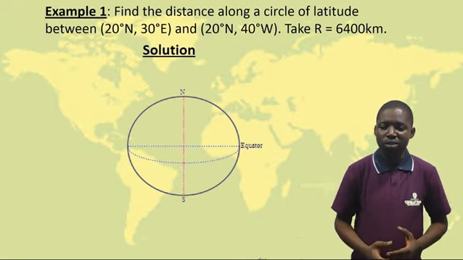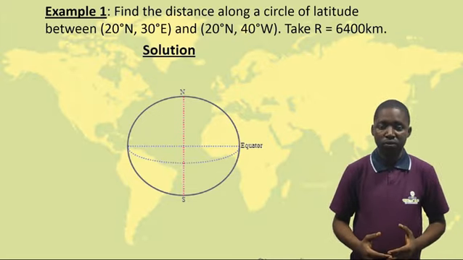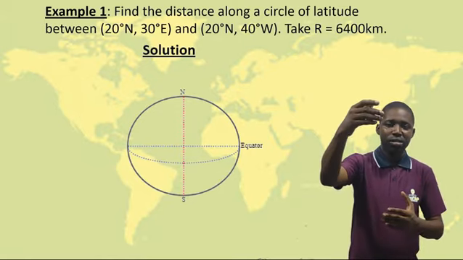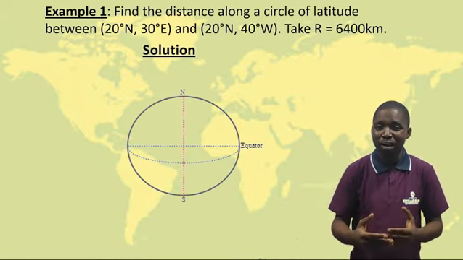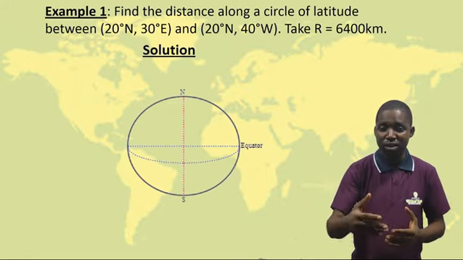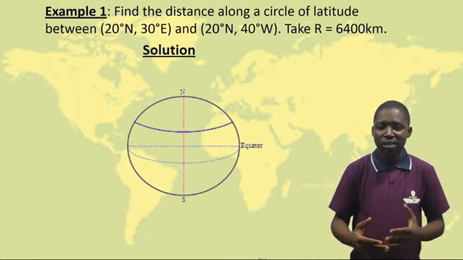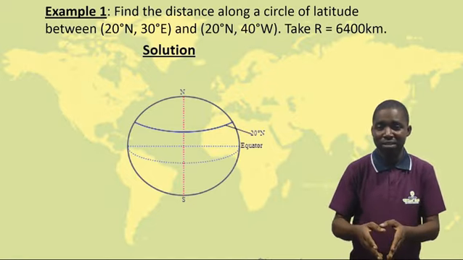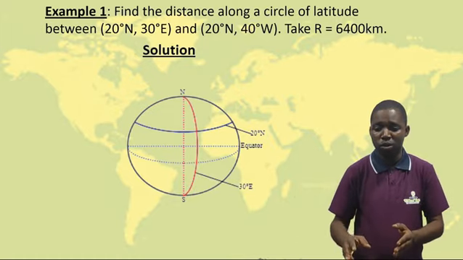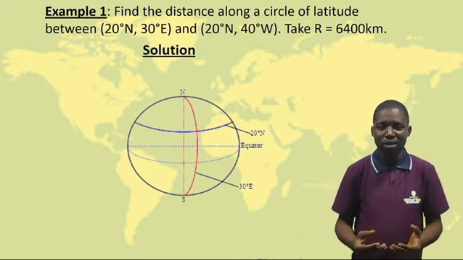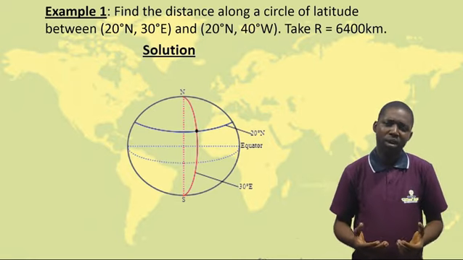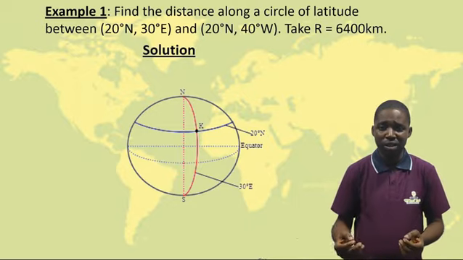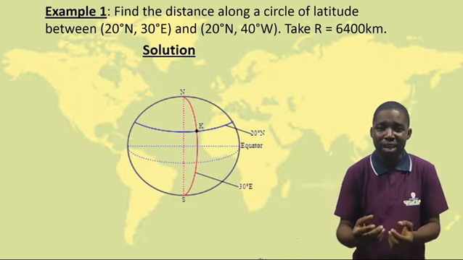Now, in our question, the first point is 20 degrees north and 30 degrees east. 20 degrees north, that is northward of the equator. So I am taking the latitude, the blue line, northward of the equator, and then 30 degrees east, that is east of the Greenwich meridian, that is a line of longitude. So I will also draw that. The 2 lines meet at this point. Let me call this point of intersection of the latitude and the longitude point K.